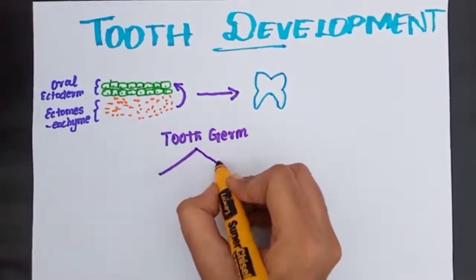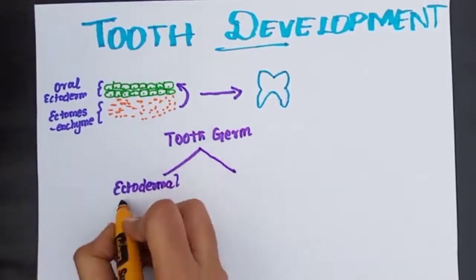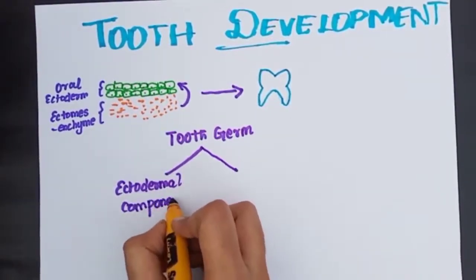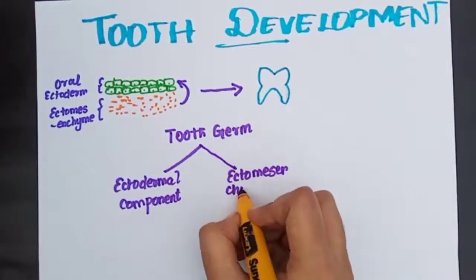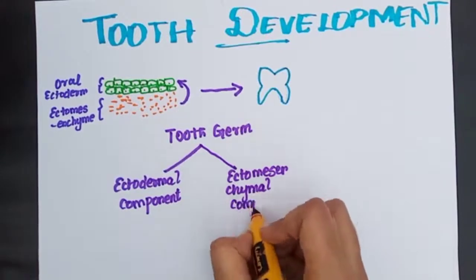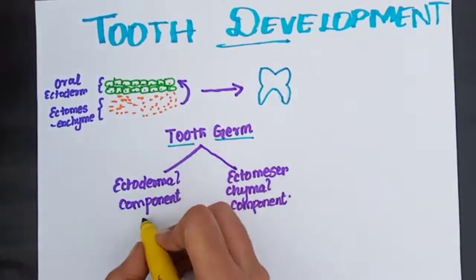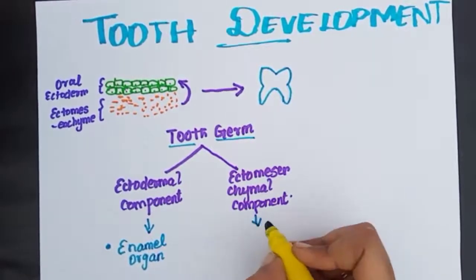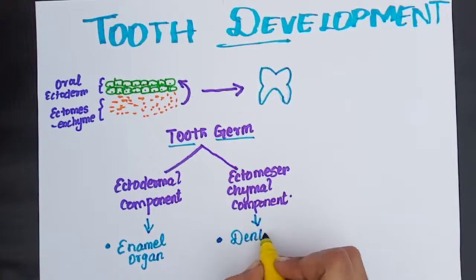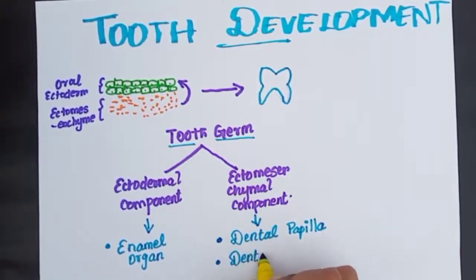The tooth germ basically consists of two components. The ectodermal component, which is derived from the oral ectoderm, the cells which are green in color in the diagram, and the ectomesenchymal component, which is derived from the ectomesenchymal cells, the orange part in the diagram. The ectodermal component gives rise to enamel organ, and the ectomesenchymal component gives rise to dental papilla and dental sac or dental follicle.